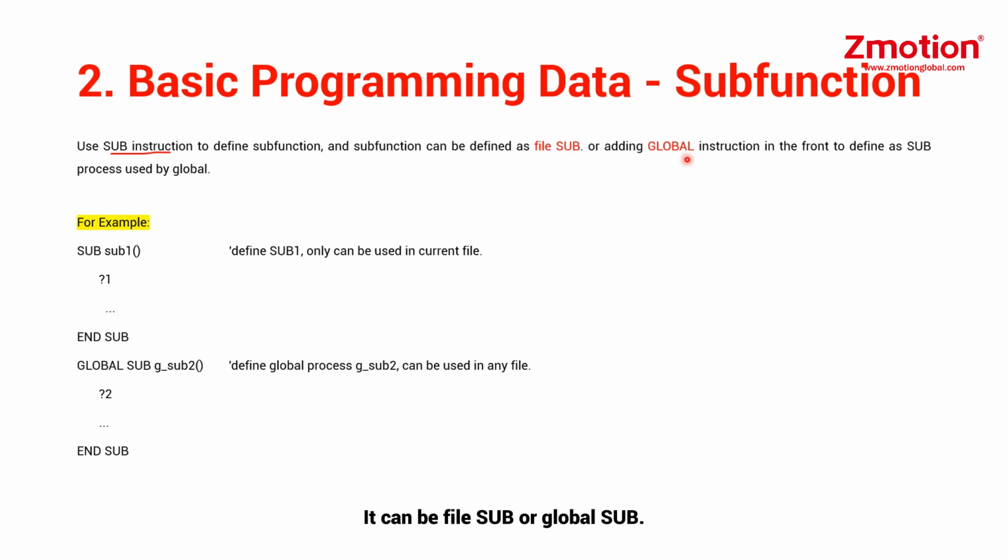Next, subfunction. It is defined by the sub command. It can be a file sub or global sub, but for cross file calling, it must be a global sub. The subprogram can be called in the program, or be called by the task command. Namely, it is called as one single task. Following is an example. Define through sub, and use end sub to finish.